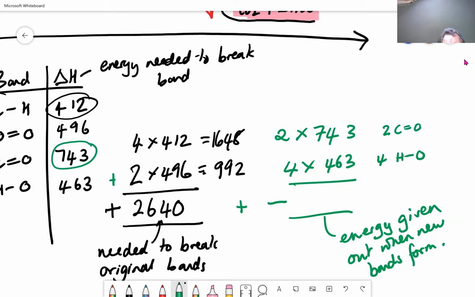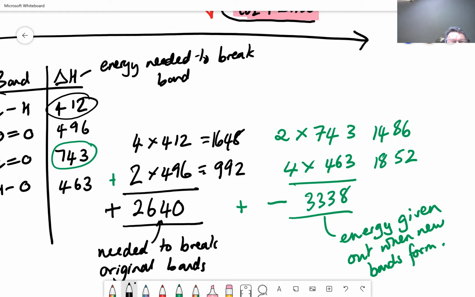Then we get, hello, what has happened here? Oh, right, okay. Then we get this on this side. 2 times 743 is 1486. And 4 times 463 is 1852. And those added together will be 3338.